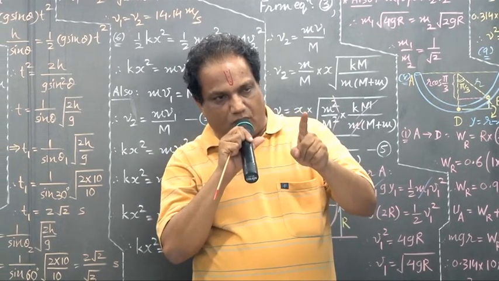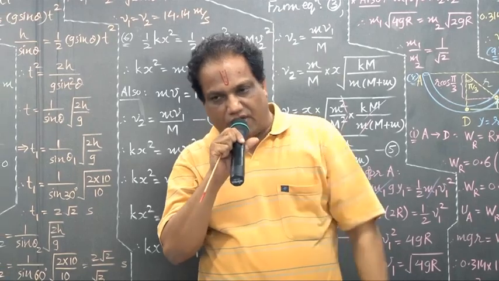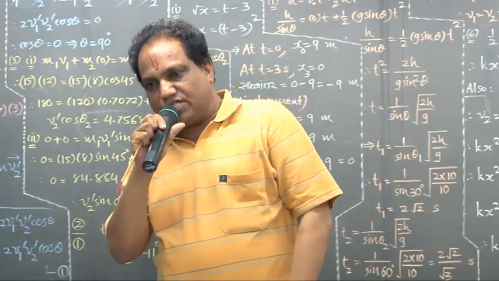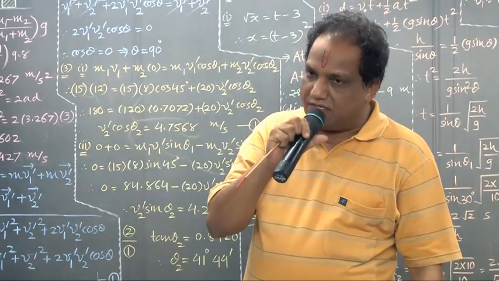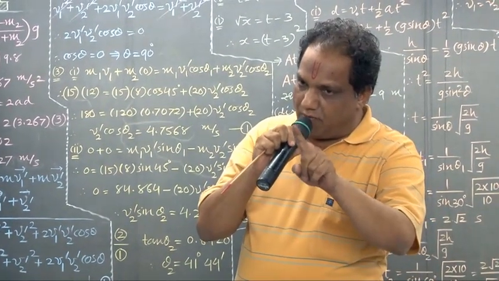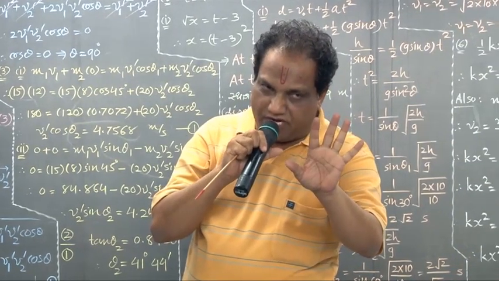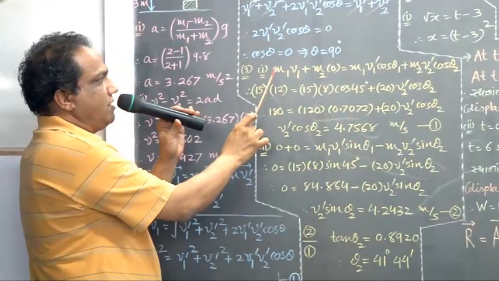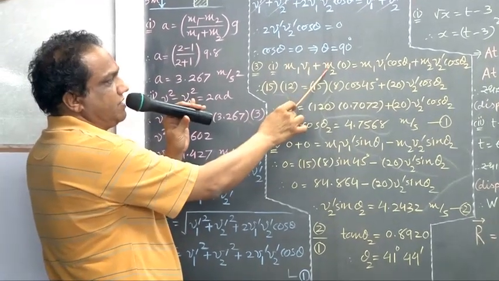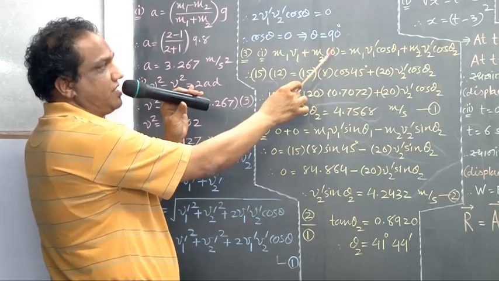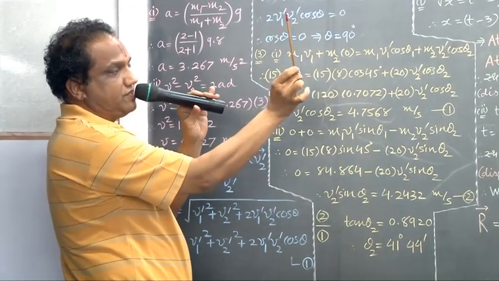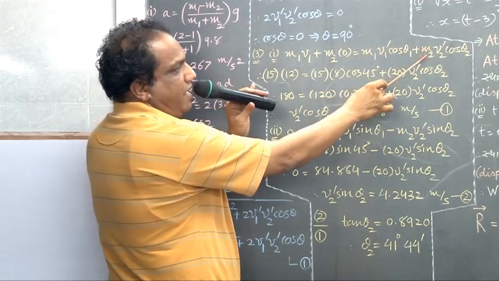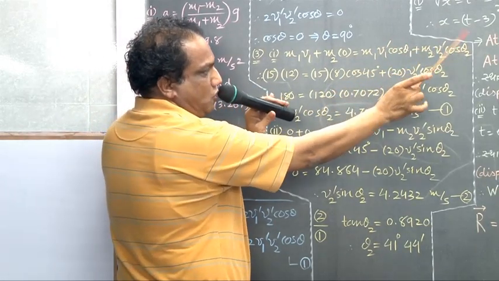Come on, conservation of momentum along x-axis. What have you written? M1 V1 equals M1 V1 dash cos theta 1 plus M2 V2 dash cos theta 2. That is conservation of momentum on x-axis. Look here, the same equation I have written here. M1 V1 plus M2 into 0, because the second body was initially at rest, equals M1 V1 dash cos theta 1 plus M2 V2 dash cos theta 2.